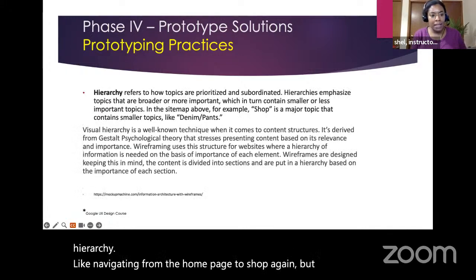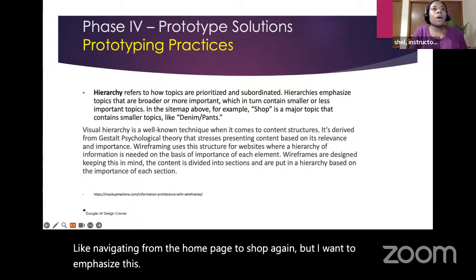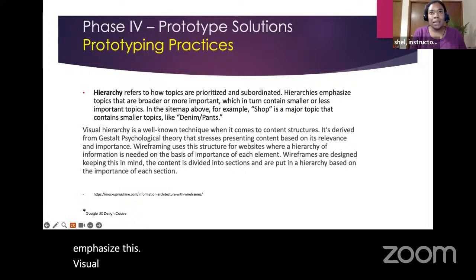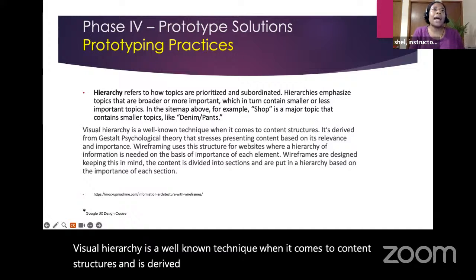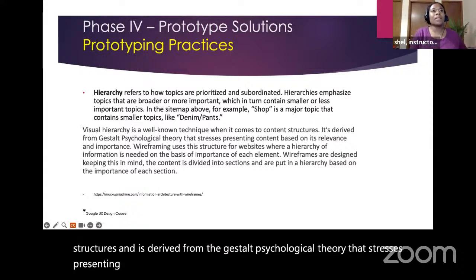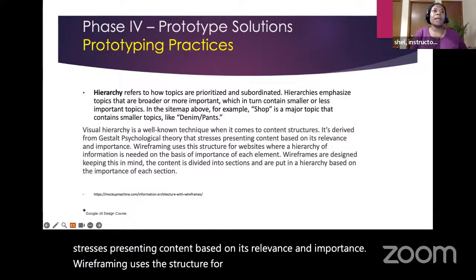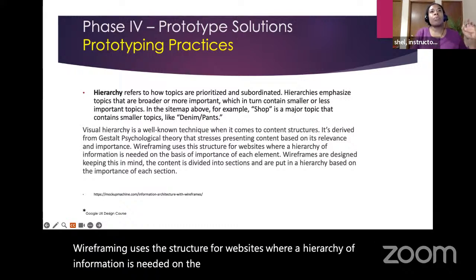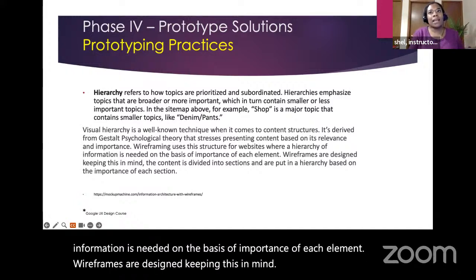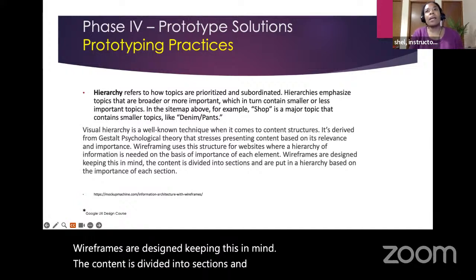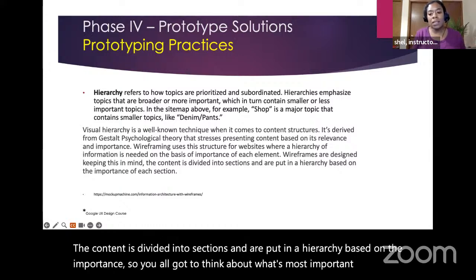But I want to emphasize this. Visual hierarchy is a well-known technique when it comes to content structures, and is derived from the Gestalt psychological theory that stresses presenting content based on its relevance and importance. Wireframing uses this structure for websites where a hierarchy of information is needed on the basis of the importance of each element. Wireframes are designed keeping this in mind. The content is divided into sections and put in a hierarchy based on importance. So y'all have to think about what's most important, because it's all about the psychology of the user.